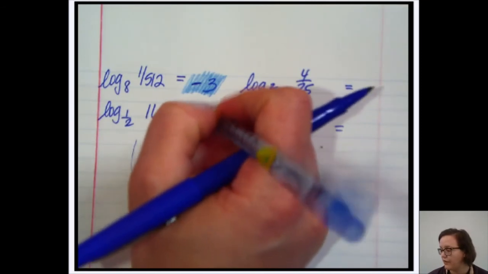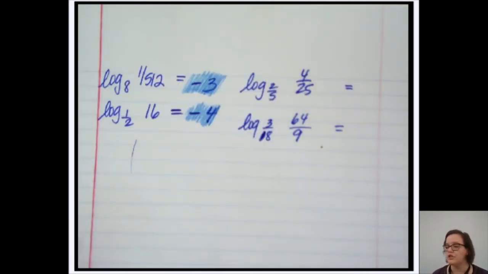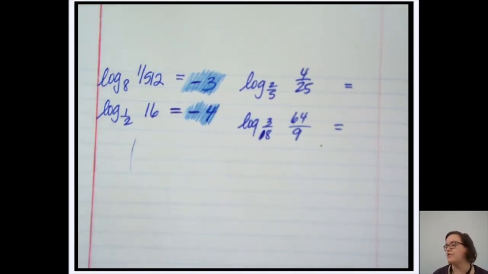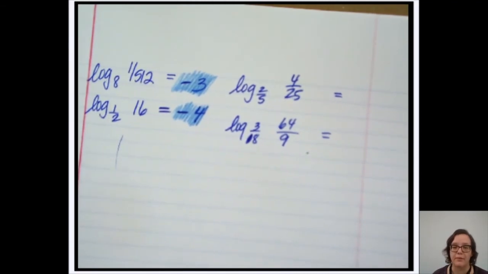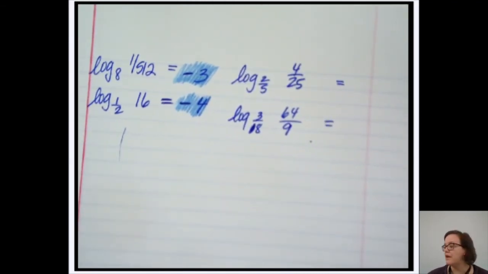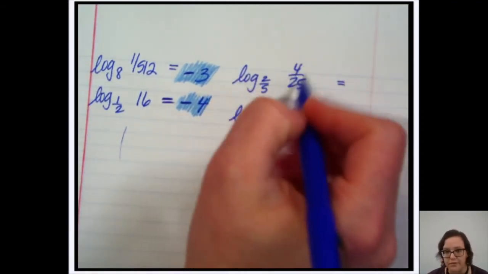So our answer is -4. And you can check this, right? 1/2 to the -4th in your calculator will give you 16. Okay. About 2/5 to 4/25. Will we need a negative power? No, because top is smaller than the bottom, top is smaller than the bottom.